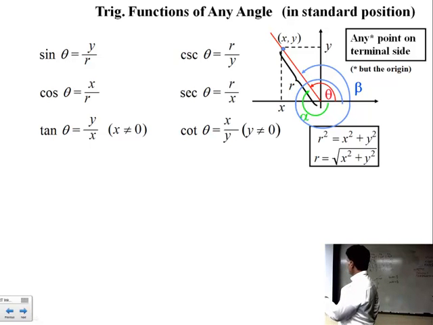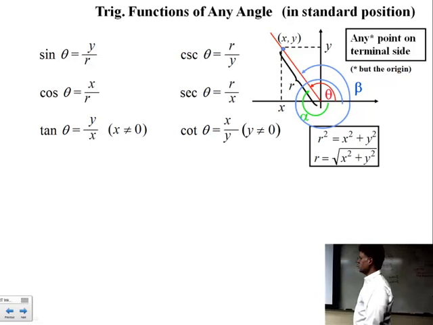r is related to x and y by the Pythagorean theorem. r squared is x squared plus y squared. No matter where this point is, r will always be positive. That's the rule. The radius, or the hypotenuse, is always a positive quantity. And we're allowed to pick this point anywhere along the terminal side except for the origin. So r has to be positive. It can't be 0. So you can always find r just by taking the positive square root of x squared plus y squared. That will give you r. So in fact, now all of these quantities are just in terms of x and y.